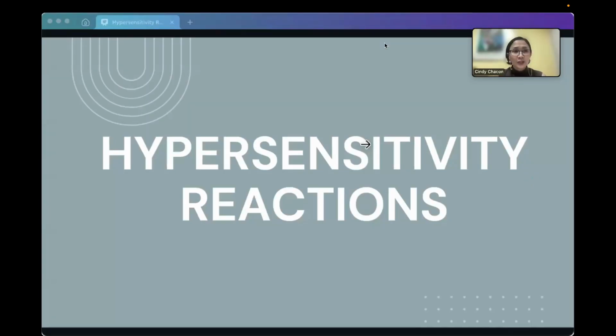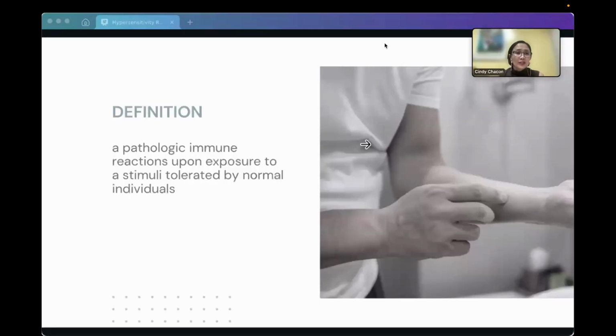So let's start with an overview of hypersensitivity reactions. What are hypersensitivity reactions? Now, hypersensitivity reactions are injurious or pathologic immune reactions upon exposure to a defined stimulus at a dose that is tolerated by normal individuals. So is it the one and the same as allergy?